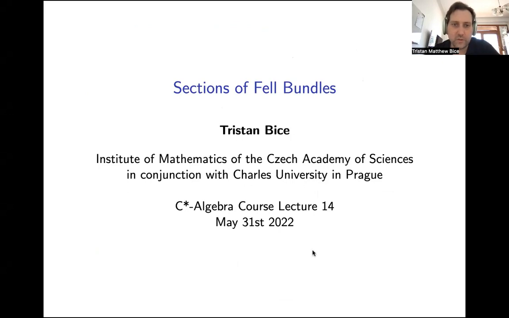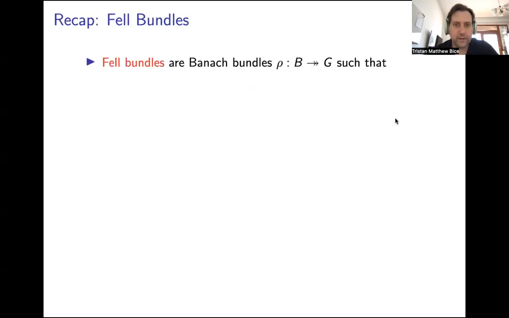So today I wanted to talk to you about sections of Fell bundles. Just to recap, remember last week we were talking a lot about Fell bundles over étale groupoids. So these are, in particular, Banach bundles, so bundles of Banach spaces. So you have some continuous open map rho from B onto G. B is the total space, G is the base groupoid.